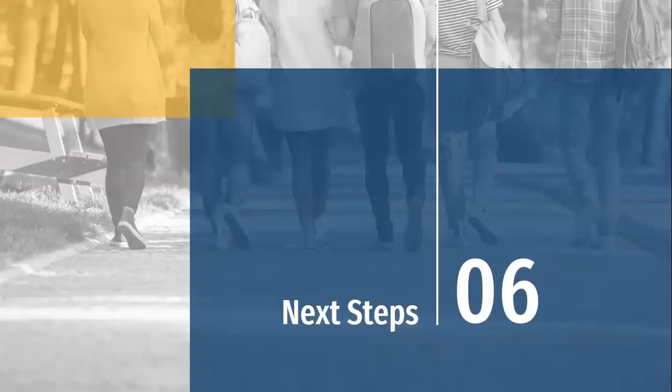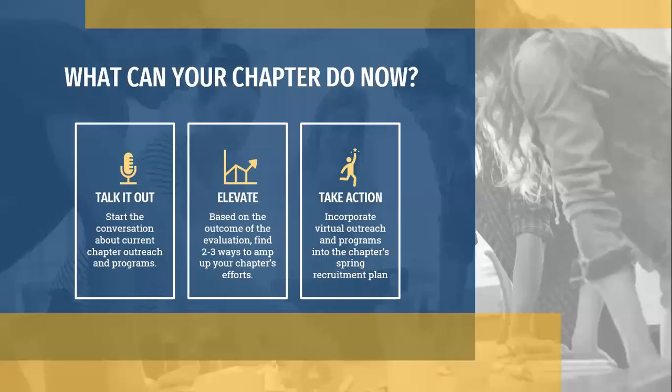Now, next steps, we give you all of this information. We give you best practices. We help you understand how to exhibit your values. What can your chapter do now? The first step is to start the conversation. Talk about outreach and programs. Have an evaluation period of what you're currently doing and move forward to transform them into either something virtual or just something bigger, better, badder than what you've ever had before.